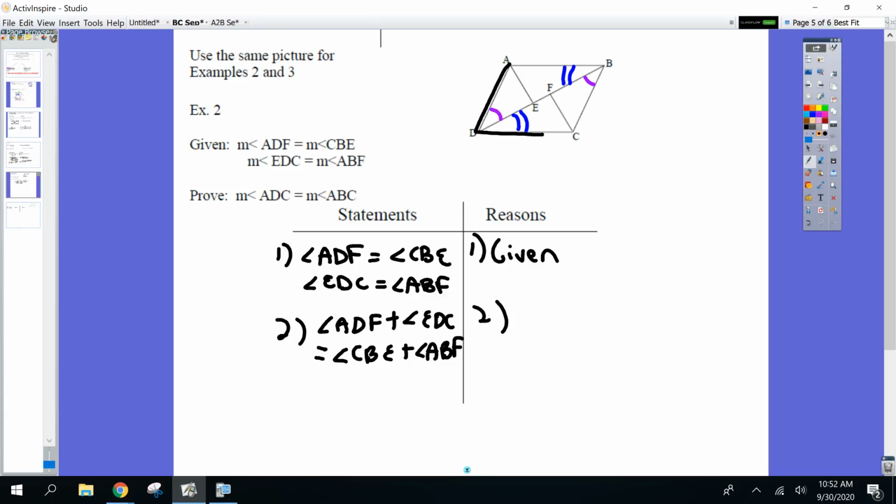And what gave Zach the right to say that was true? What did he do with the angles? Addition. Don't write add, it's addition. That wasn't my proof statement, though. I didn't ask you to prove that. I asked you to prove ADC was equal to ABC.